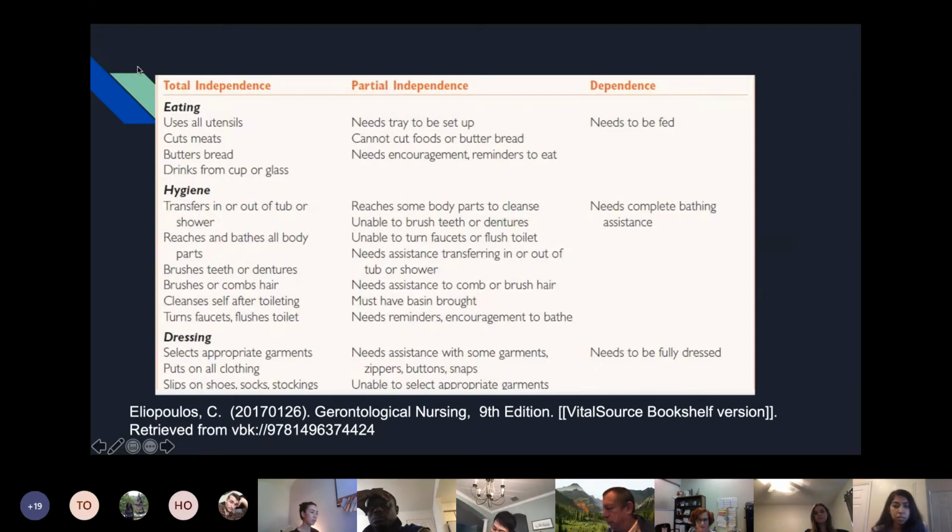This is from page 460 in the book, and I just wanted to include this to show the different levels of independence. So there's total independence, partial independence, and dependence, and I thought eating would be a good example because we've all seen that from Knox. So we all probably at this point have fed a patient here, and also notice patients that need like their orange juice and things opened for them, and then some can handle everything on their own.